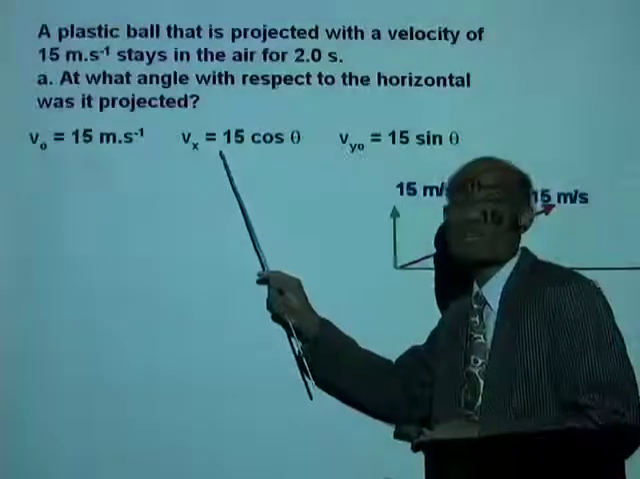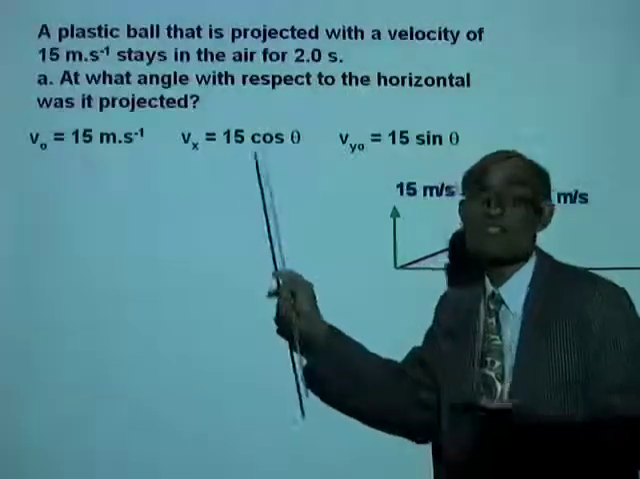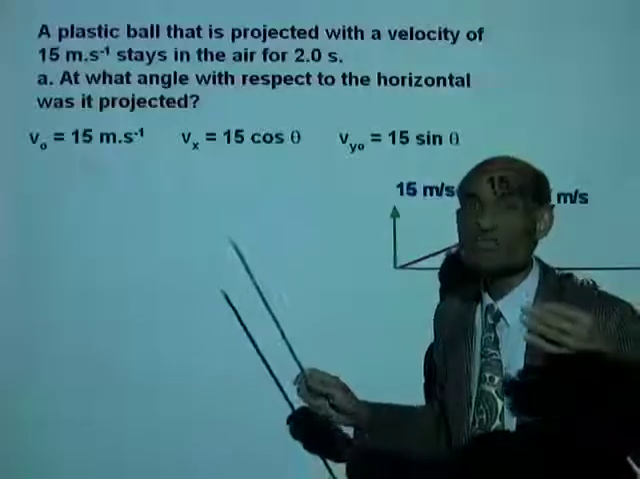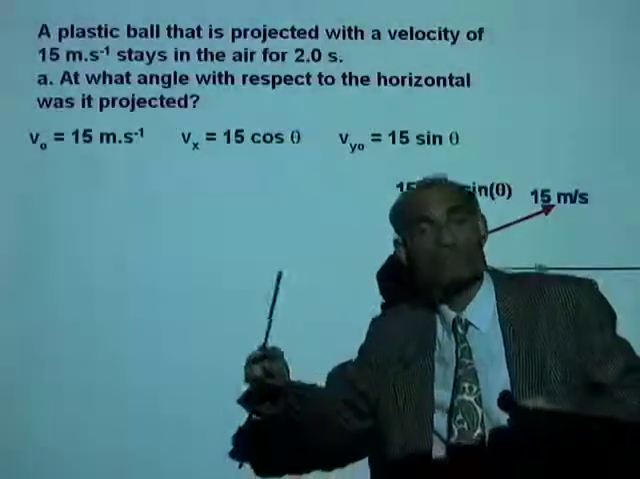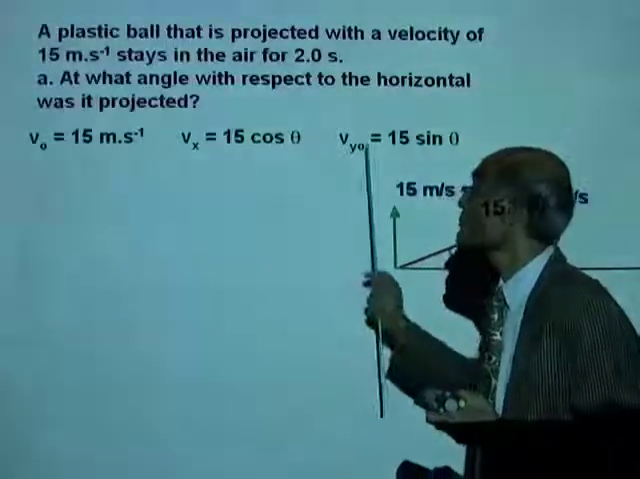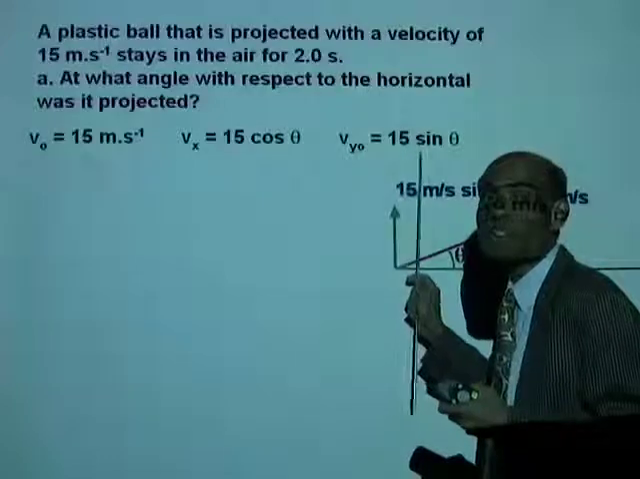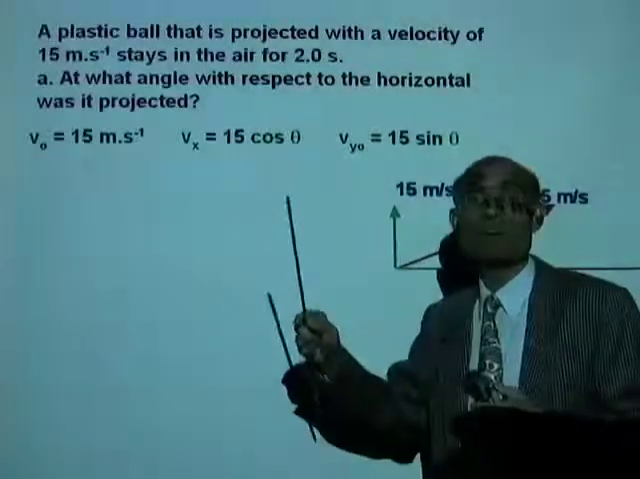I hope you distinguish between the x and y component. The x component does not change, so we don't need to write Vx0. Vx remains a constant right through the flight. So Vx is 15 cos theta, but this is the initial vertical velocity. So we need to indicate it as Vy0.